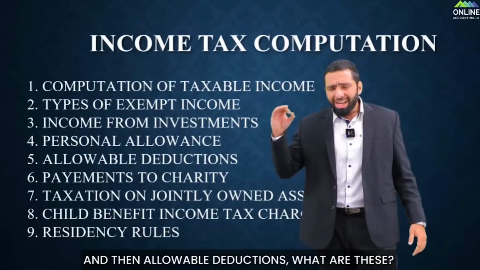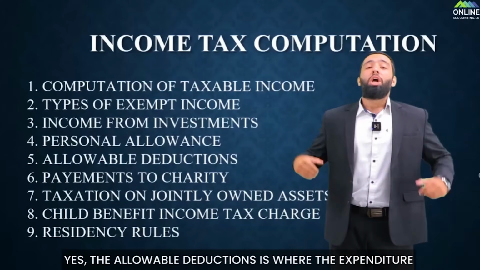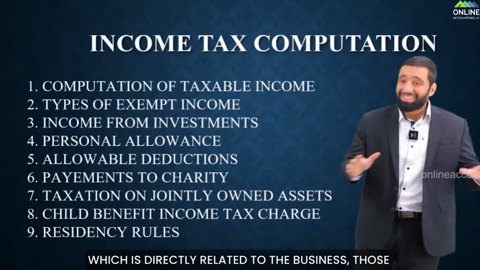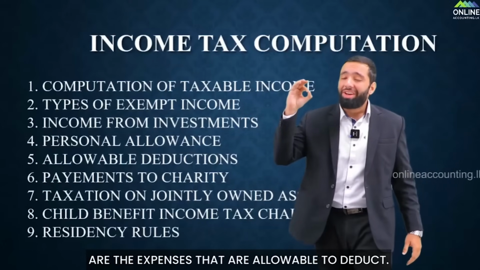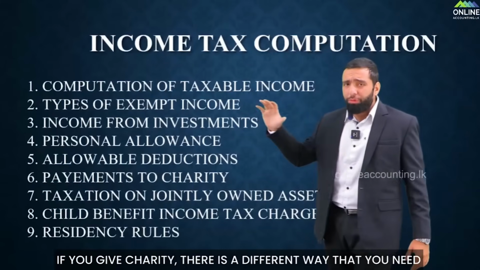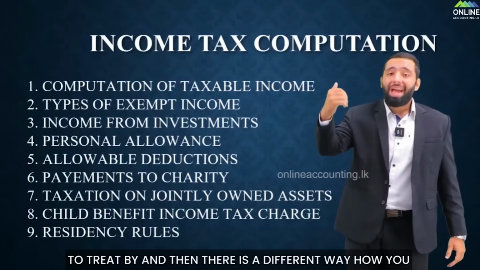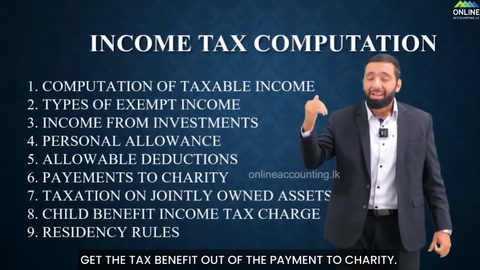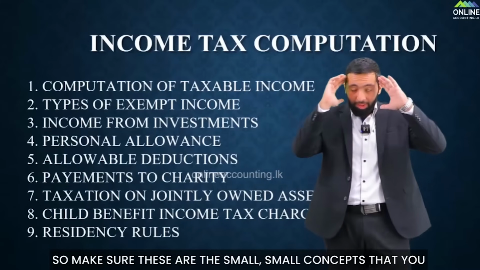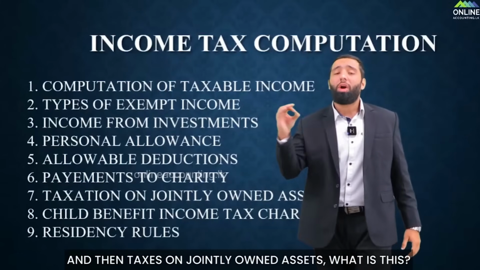And then allowable deductions. What are these? Yes, the allowable deductions are the expenditure that is incurred for the production of income, which is directly related to the business, those are the expenses that are allowable to deduct. And then payments to charity. If you give to charity, there is a different way that you need to treat it, and a different way you get the tax benefit out of the payment to charity. So make sure these are the small concepts that you need to keep in mind before you go to the exam. And then taxes on jointly owned assets.